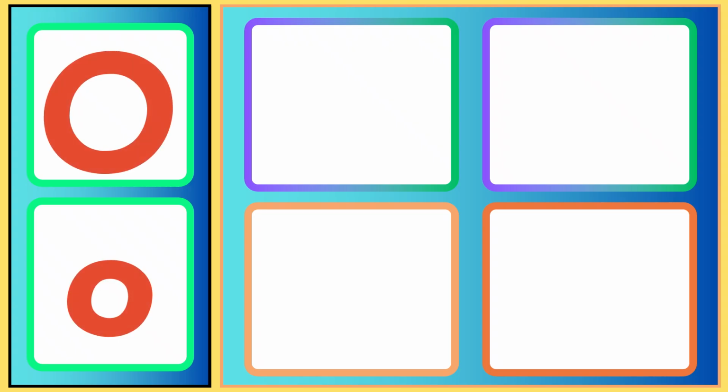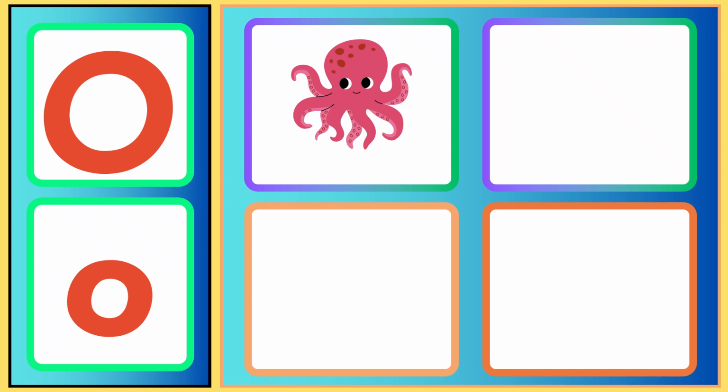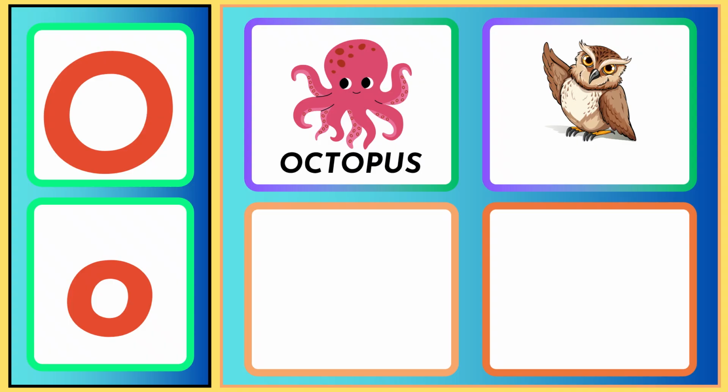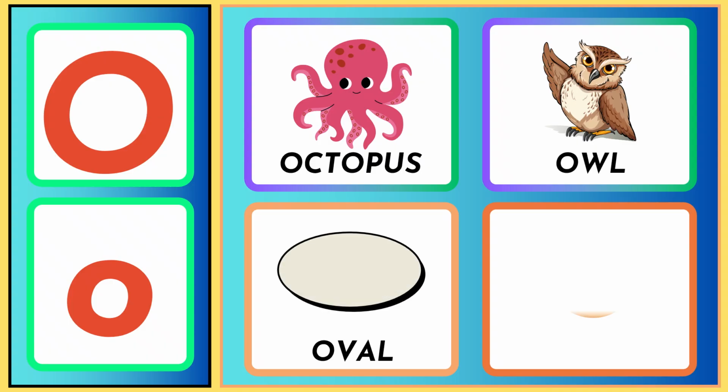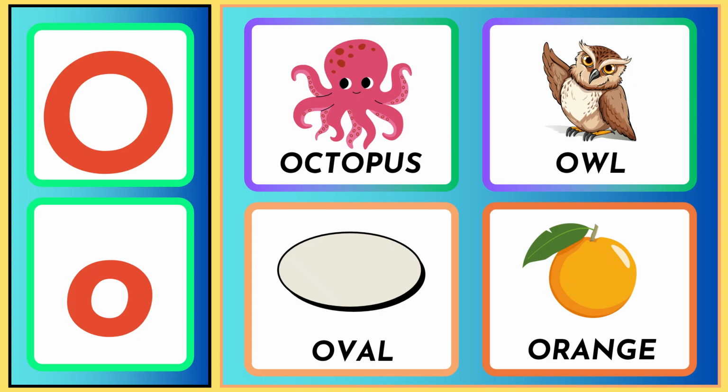Letter O. O sounds like aw. Aw is for octopus. Aw. Owl. Aw. Oval. Aw. Orange. Aw.